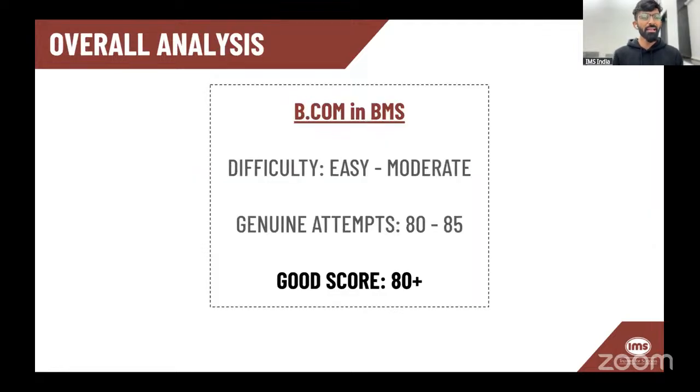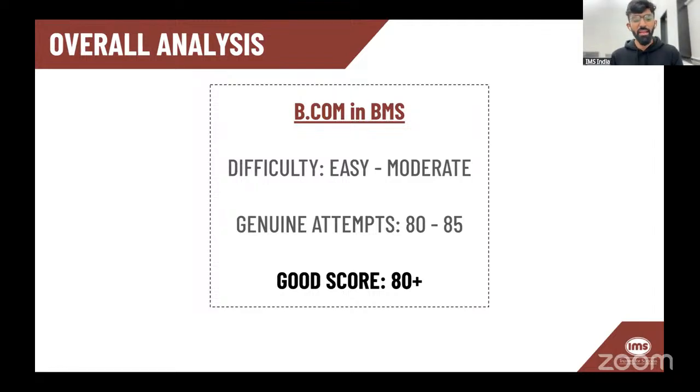Now, overall, XCT was an easy to moderate paper. You had a simple calculator allowed, which is the reason why you could have calculated those DI sets very quickly, and this would have been an easy paper for you. There were 100 questions, 120 minutes, no negative marking. So again, you had too much time for every question, and you could have made 80 to 85 genuine attempts. If you have given IMS XCT mocks, then I'm pretty sure you could have increased your genuine attempts to 90 as well. 80 plus is a good score for this particular paper.